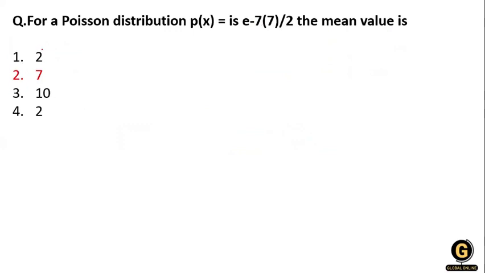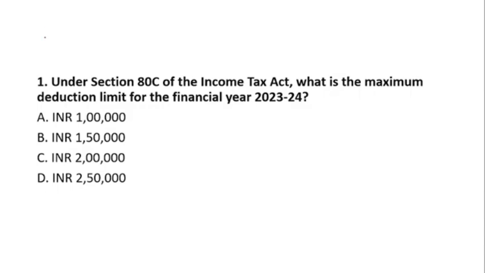So option number 2 is correct over here, not 7. Okay, of a deduction. So let's see. The first question is about section 80C of the Income Tax Act: what is the maximum deduction limit for the financial year 23 and 24? Let's pause the video before I answer, and try to answer yourself, and then you can move ahead.